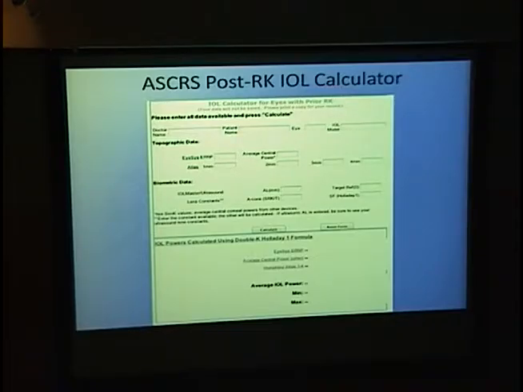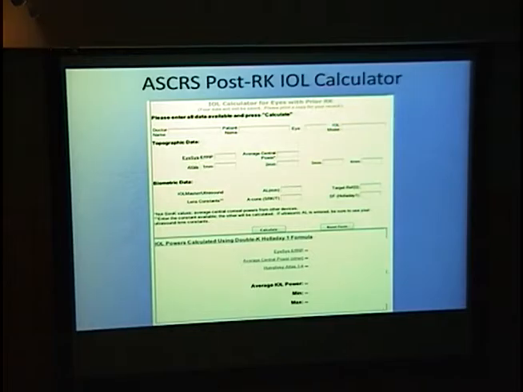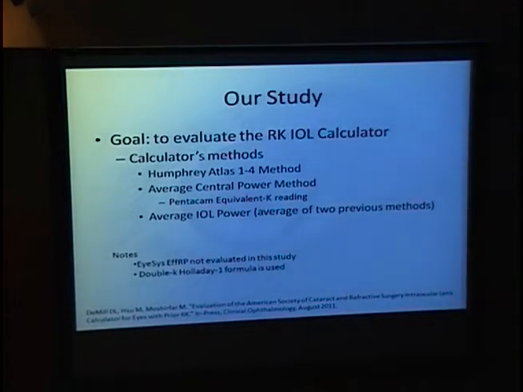So what this does, you input your data, and the central corneal power measurements can go in here. You can use the Cornealysis, the Humphrey Atlas, or whatever other machine you use. We chose to use the Pentacam equivalent K reading, which Dr. Warren Hill wrote an article about, that can be used for the central corneal power reading. Our goal was to evaluate this calculator. Since this was a retrospective study, we had not used the ISIS corneal topographer in our measurements, so we did not evaluate that. We looked at the Humphrey Atlas 1-4 measurements, where it measures out to the 4-millimeter edge of the optical zone. We used the average central power method with the Pentacam, and we used an average of these two methods.